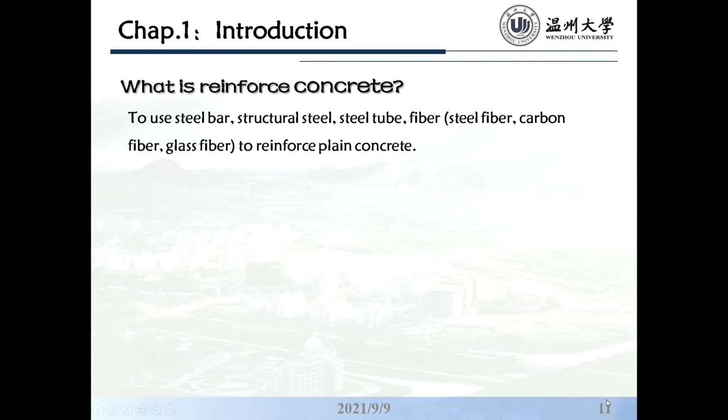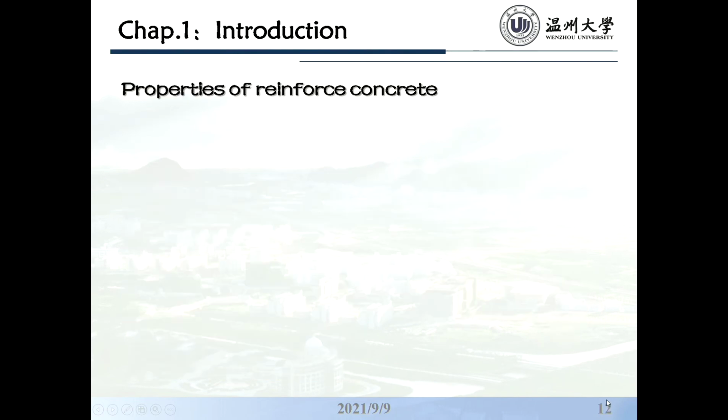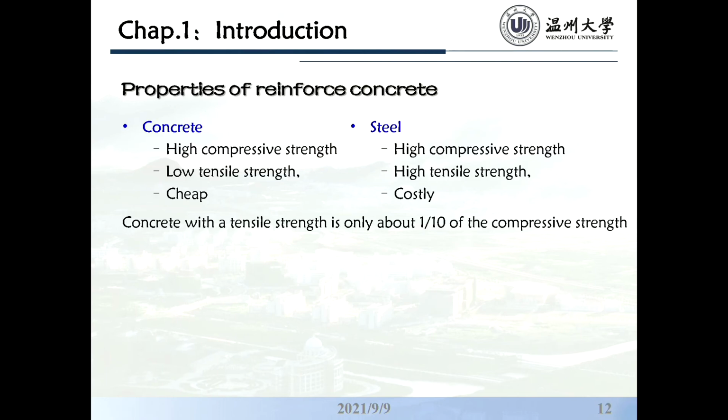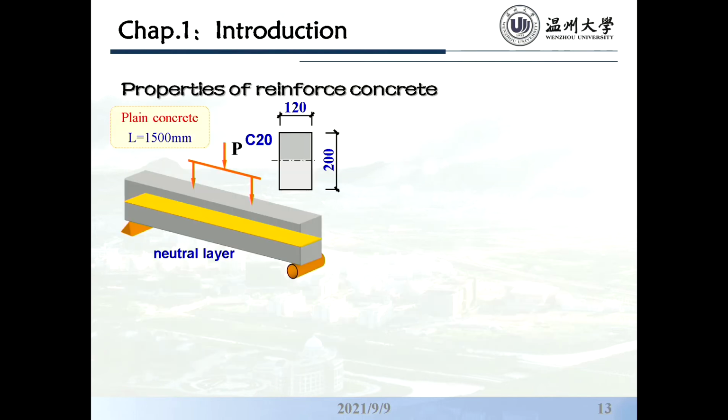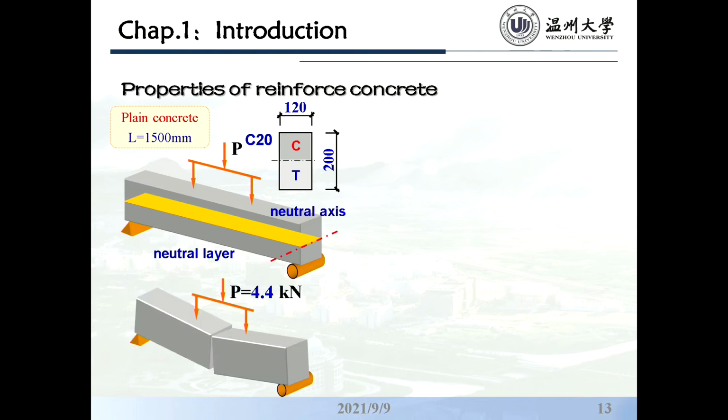And here are some properties of the materials, concrete and steel, we mentioned. For this one, concrete has a tensile strength of only 10% of the compression strength. This is the character of the concrete, and also an important character that I hope everyone can remember. And here we use examples to see.